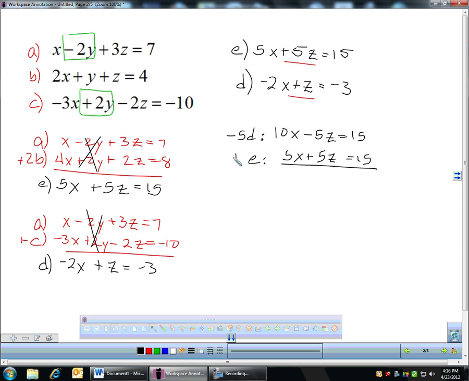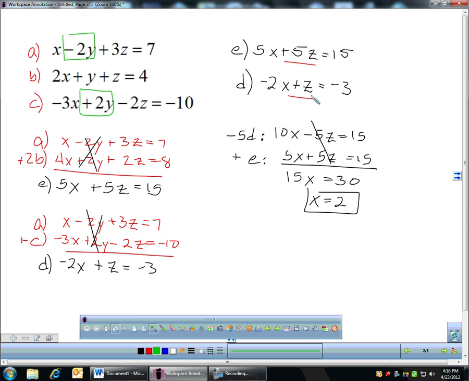We'll add those together. 10 plus 5 is 15. The z's cancel. 15 plus 15 is 30. And then solve for x, you get x to be 2. And once you solve for one variable, the rest of them usually just start to fall into place.